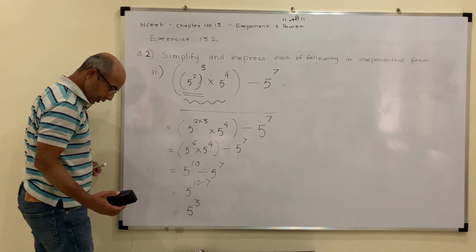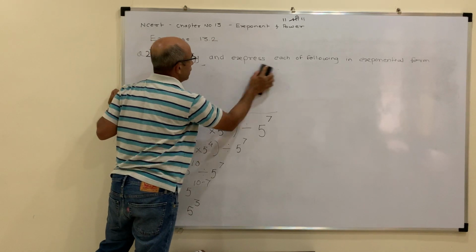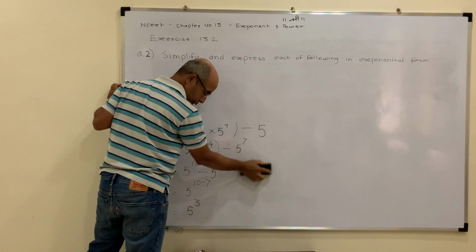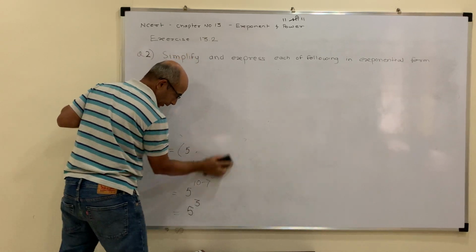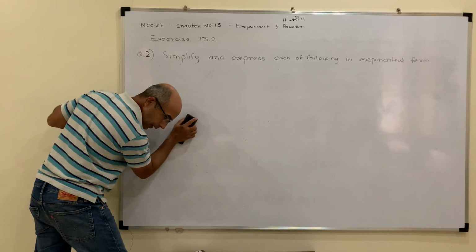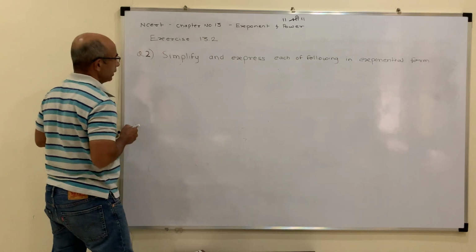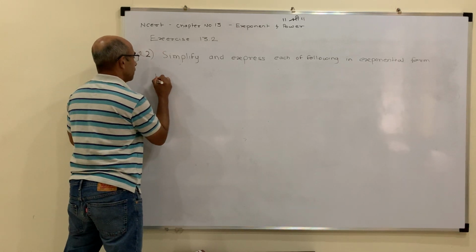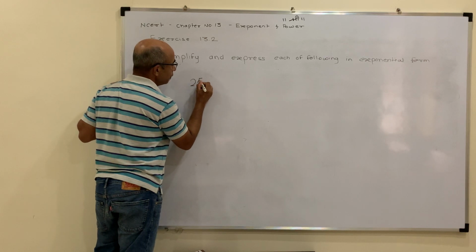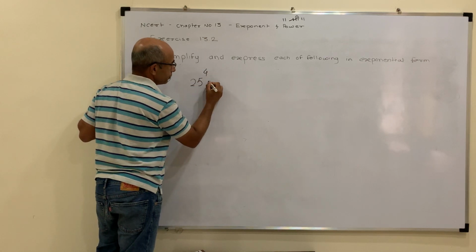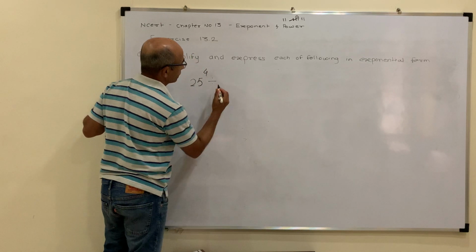Now let's move on to the next one. Problem number 3: 25 raised to 4 divided by 5 cube. 25 raised to 4 divided by 5 raised to 3.